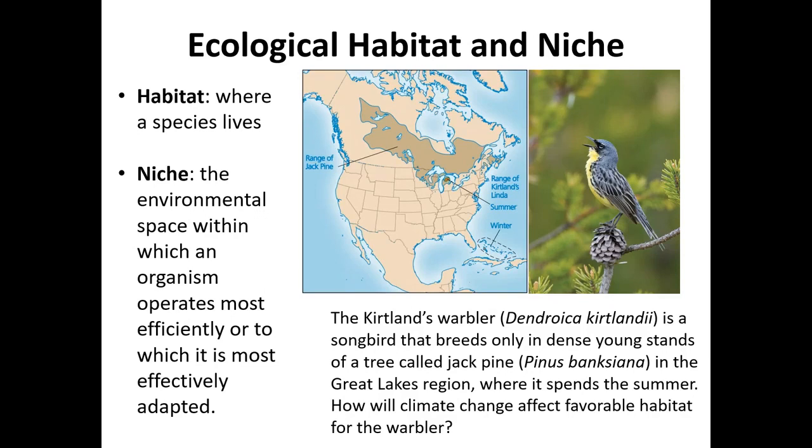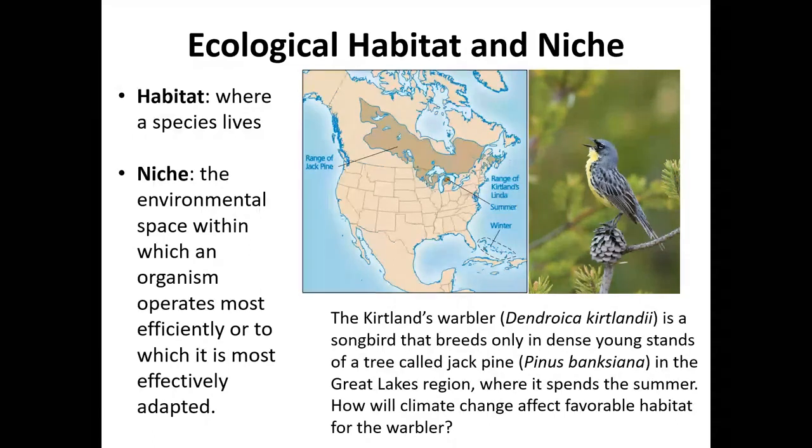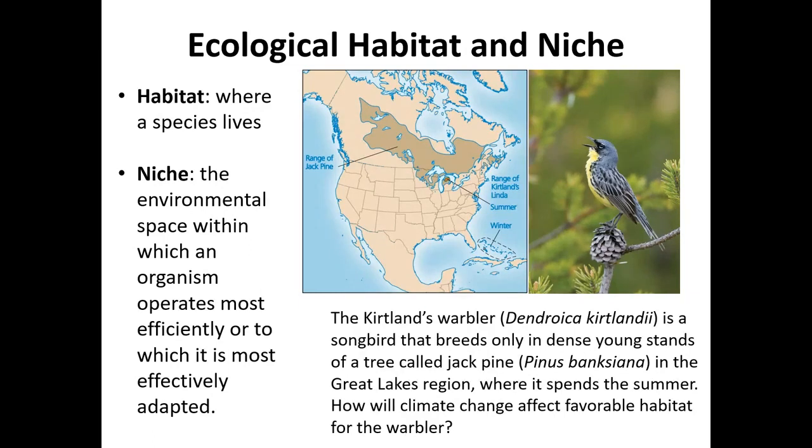And other animals, certain frogs might have a large range, but their habitat would be swampy areas and areas where there's a combination of flooded forests and so on. And then a niche is even more specific still. A niche is the environmental space within which an organism operates most effectively, or which it's most effectively adapted for. So that's kind of a subcategory within a habitat.